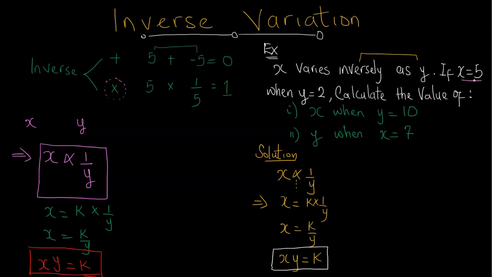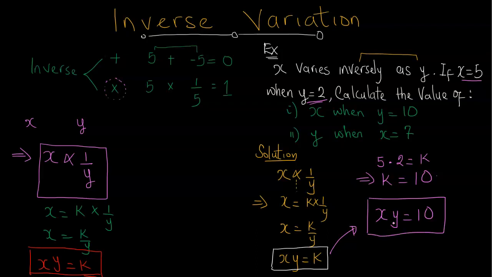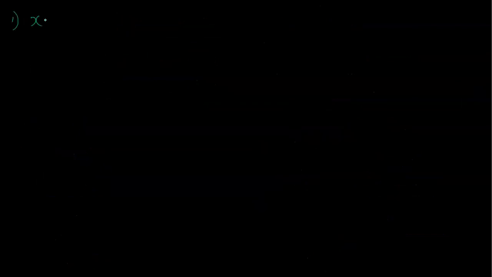These values would help us obtain our constant k. Since x is equal to 5 when y equals 2, we substitute the values into this equation. So x is 5, times y is 2, so 5 times 2 equals k. We see here that the constant k equals 10. Thus, the formula connecting x and y becomes xy equals 10. So whatever the value of x, once we multiply it by y, we always arrive at the constant k. The first one, we are asked to obtain the value of x when y equals 10.